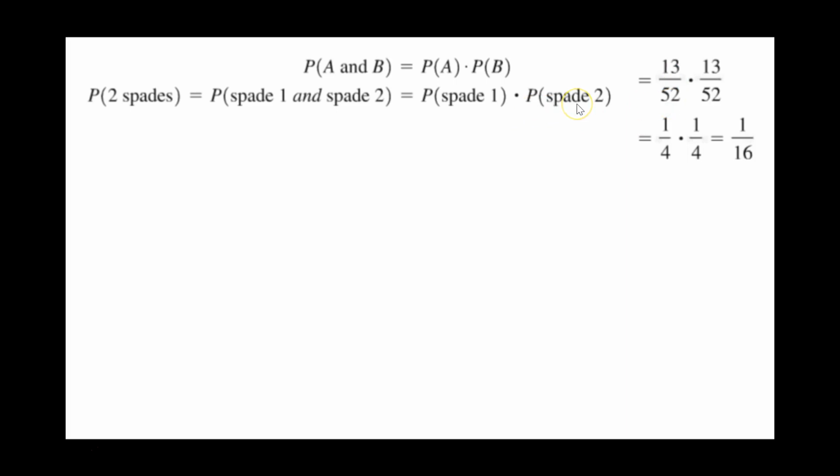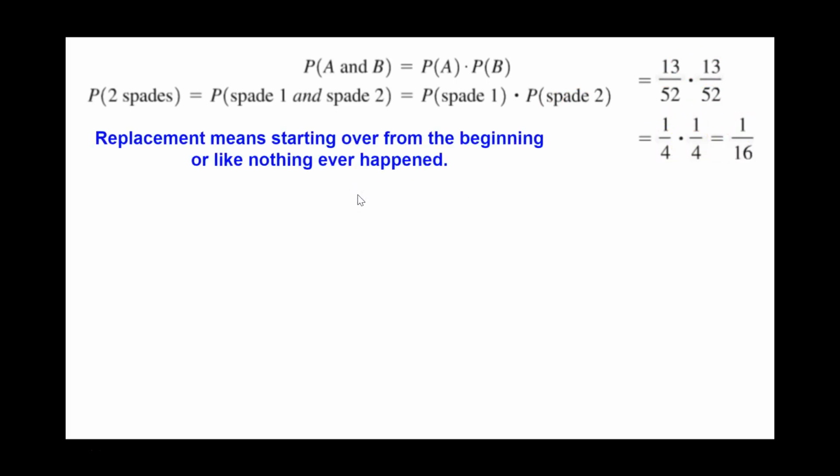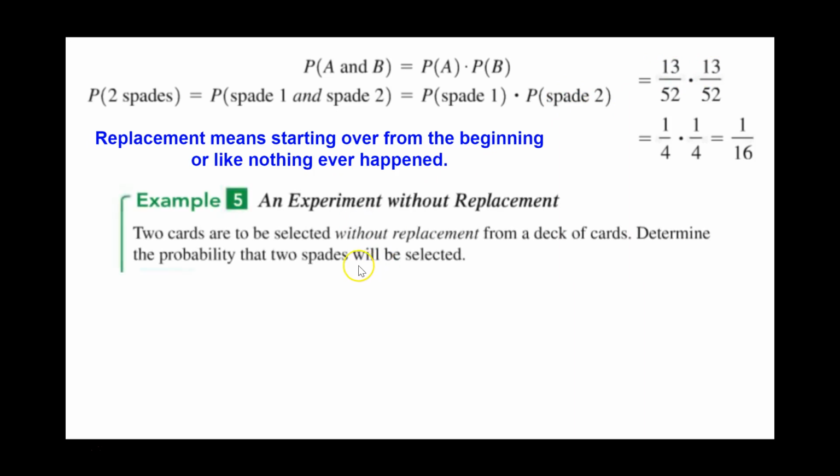So 13 out of 52 times, when we select again, it'll be 13 out of 52 again. Reduce these, 1/4 times 1/4, we get 1/16. So basically, again, replacement means we're starting over from scratch, like nothing ever happened. So like I said, we select this one, 13 of them here, and then we put it back, and then we select it from here. We have a 13 out of 52 chance again because we put that spade back. There are 13 spades both times we selected, as a probability.